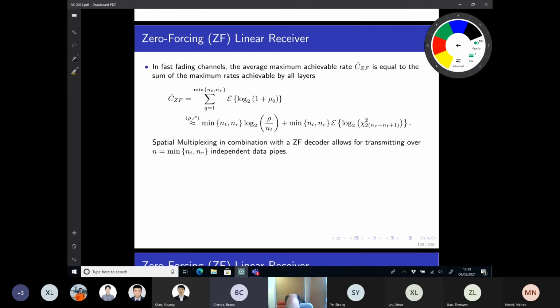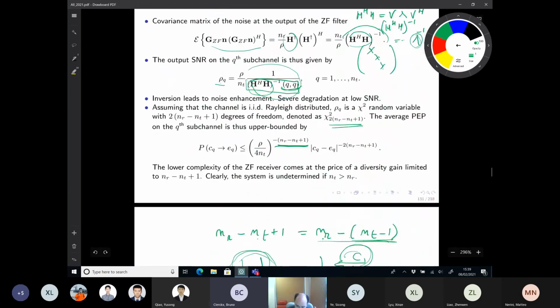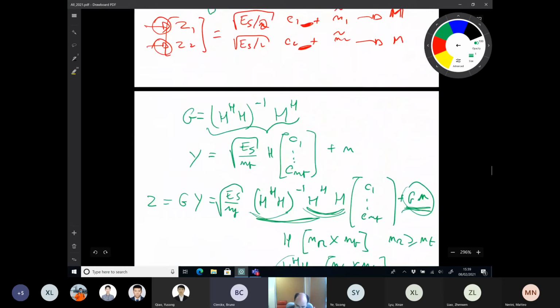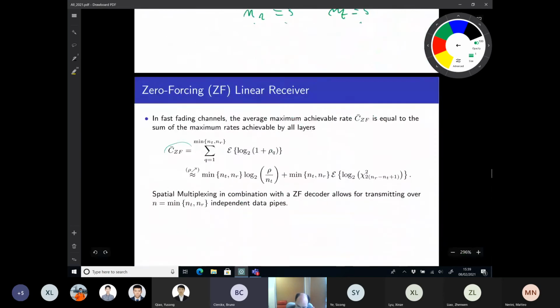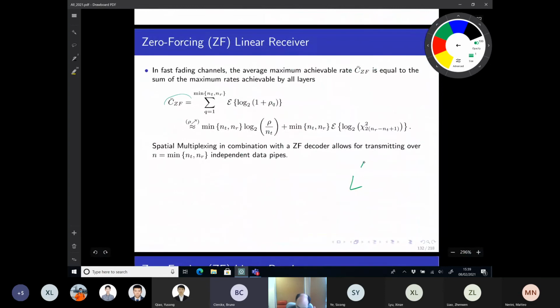Let me not go into the math, but I want to show you this. This is my ergodic rate. If I do a zero forcing receiver, I transmit NT independent streams. So I still have the same as before. I transmit NT independent streams, so I have NT and I have NR. So I have 1 stream, 2 streams, and they are all independent from each other. So I still have spatial multiplexing, right?